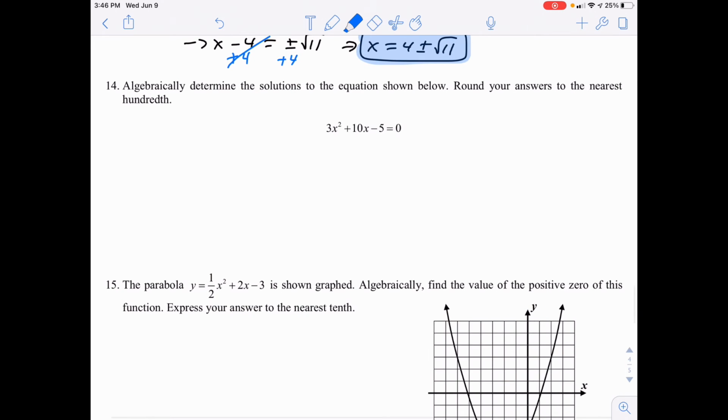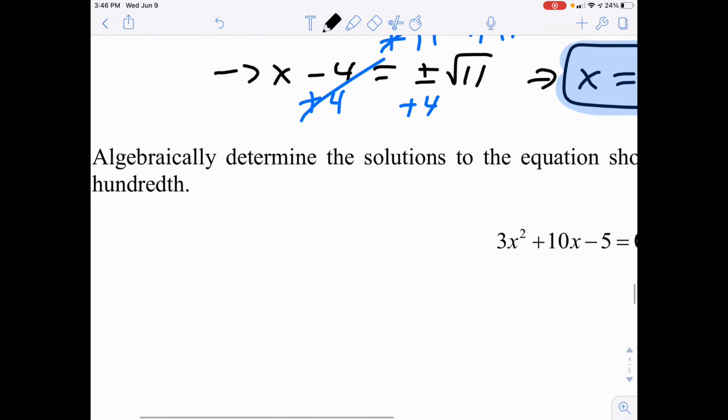Number 14, algebraically determine the solutions to the equations shown below. Round your answers to the nearest hundredth, meaning we're going to put this in the calculator. Since the leading coefficient is not 1, I'm going to go ahead and use the quadratic formula as a surefire way of solving this and getting the zeros.